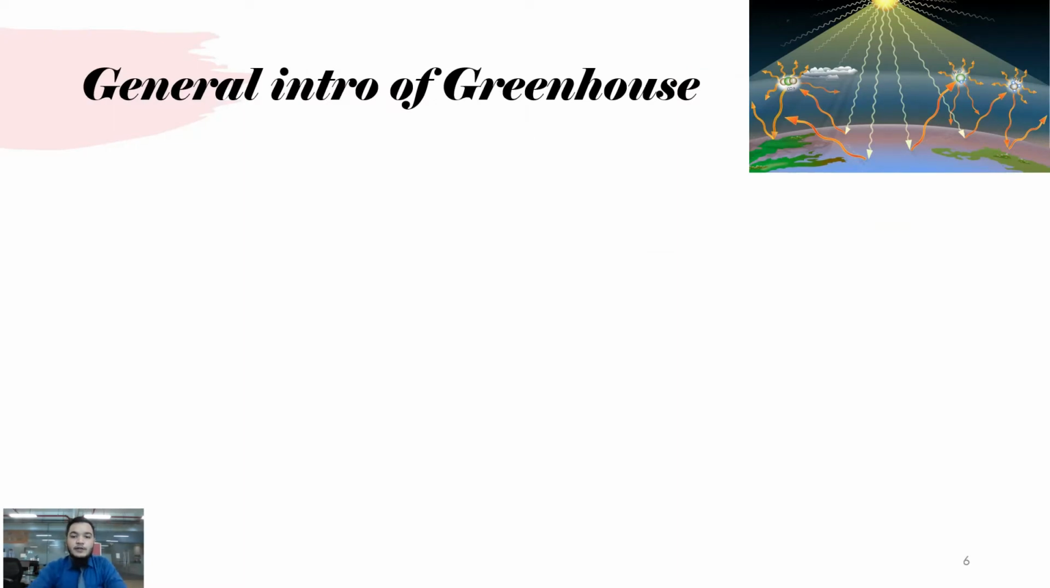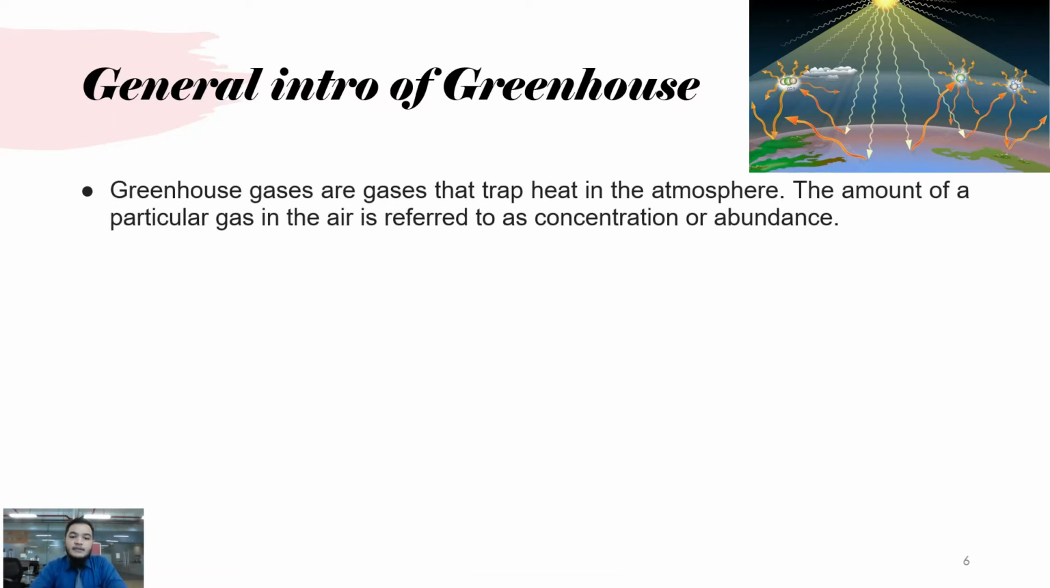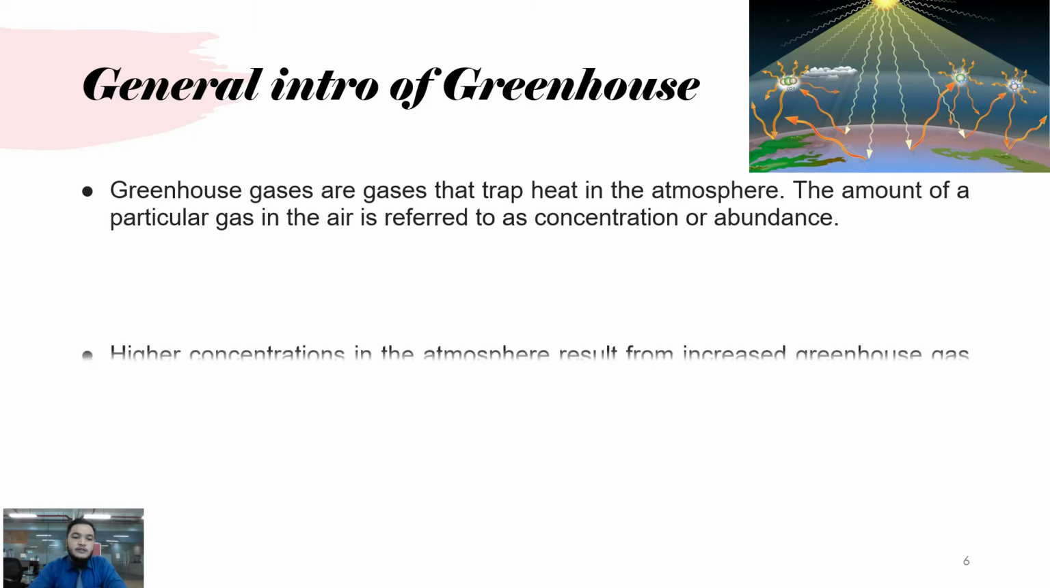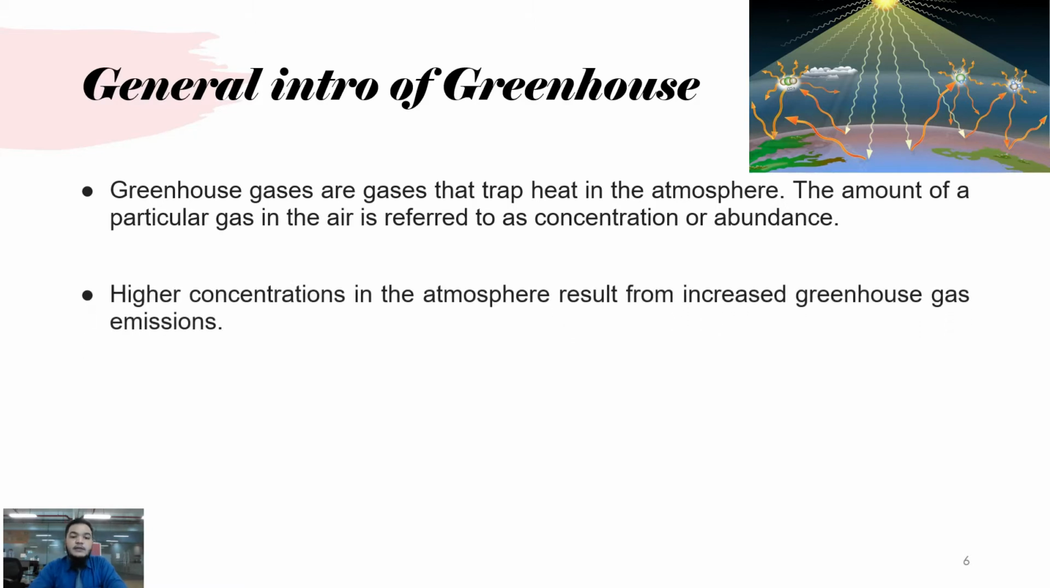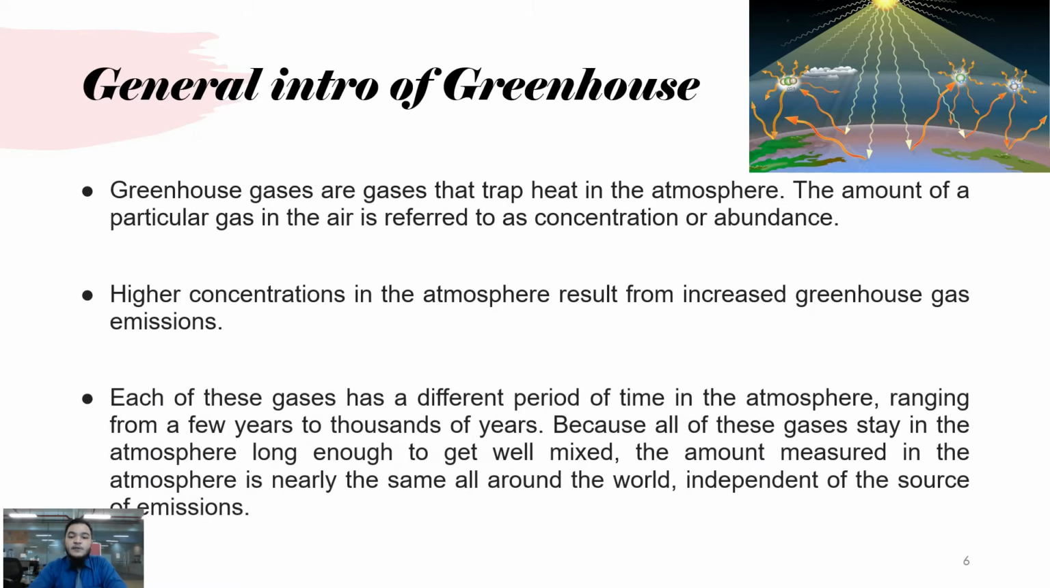Now, let's look at greenhouse gases. Greenhouse gases are gases that trap heat in the atmosphere. The amount of a particular gas in the air is referred to as its concentration or abundance. Higher concentrations in the atmosphere result from increased greenhouse gas emissions. Each of the gases stays in the atmosphere for a different period of time, ranging from a few years to thousands of years. All of these gases stay in the atmosphere long enough to get well mixed, so the amount measured in the atmosphere is nearly the same all around the world, independent of the source of emission.